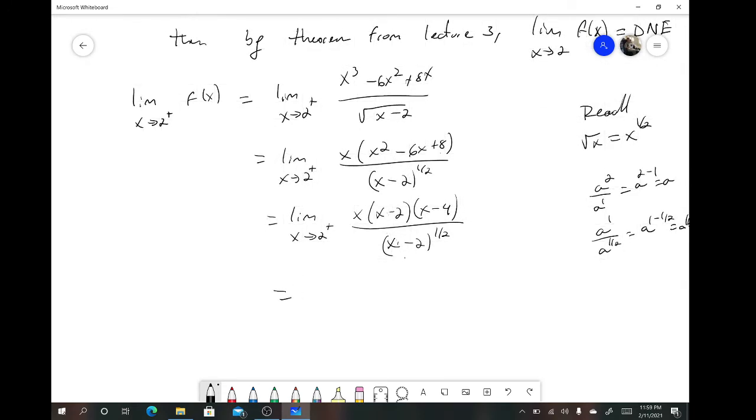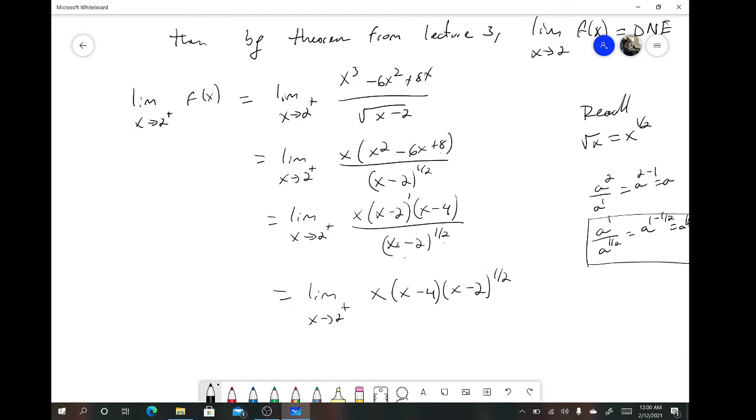Instead of canceling these two things out, I cannot cancel them, they don't have the same power. What I will have is the limit as x goes to 2 from the right side of x times x minus 4 times x minus 2 to the 1/2. And this is because of this rule right here. This has power 1, this has power 1/2. So x minus 2 to the 1 minus 1/2 is simply x minus 2 to the 1/2 power.